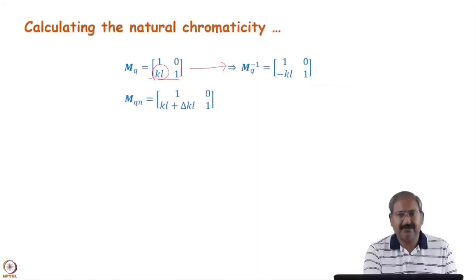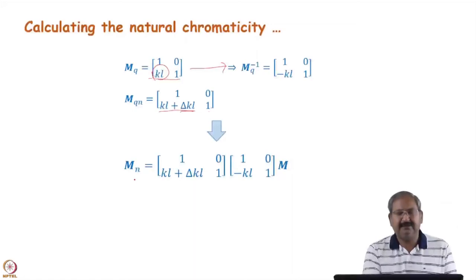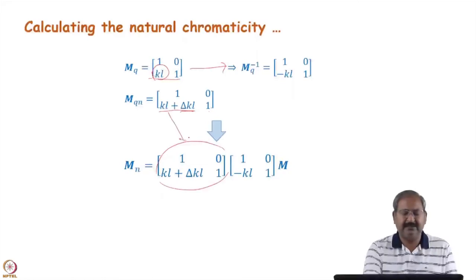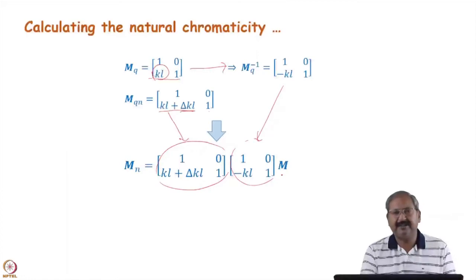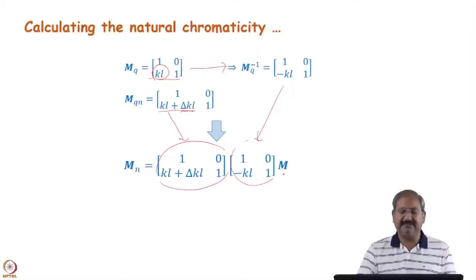Now if the quadrupole strength has been changed, say the change is delta KL, the new matrix of the quadrupole will be 1 0, minus KL plus this change, and 1 here. So we now have the one turn matrix under the changed quadrupole strength. It will be like that. This will be the matrix from here, and it is the one turn matrix when there was no strength change, or the quadrupole has the correct strength.